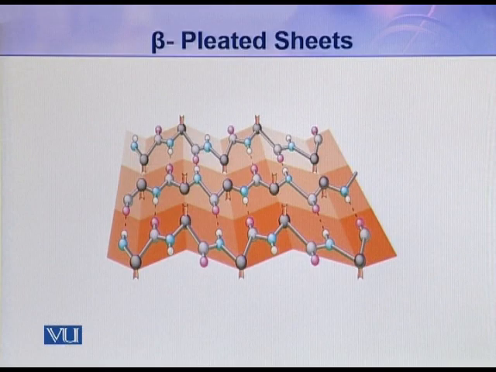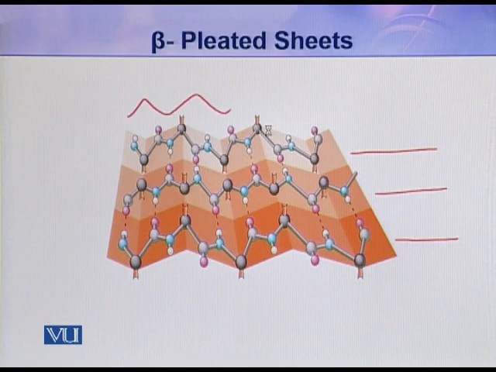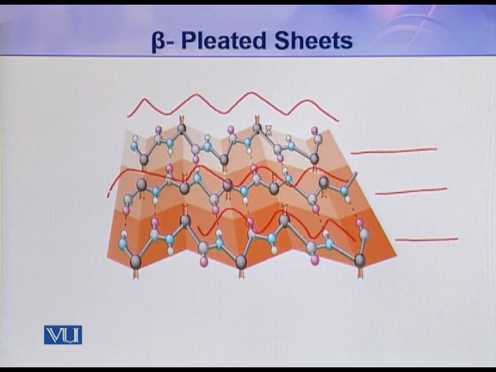Here you can see three polypeptide chains, 1, 2, 3, and these three chains are arranged in a zigzag manner. When these three zigzag chains arrange side by side, they make a sheet. And in this sheet, you can see these are the pleats. So this is called a beta pleated sheet, in which the chains are arranged side by side.